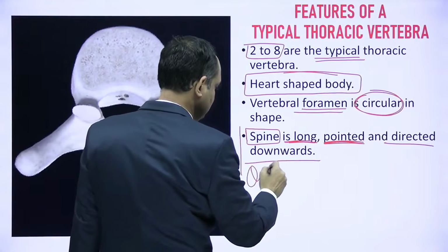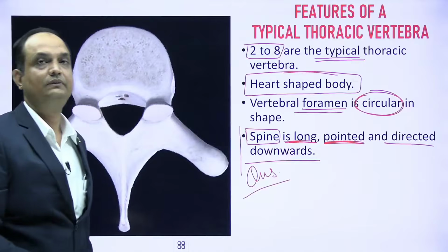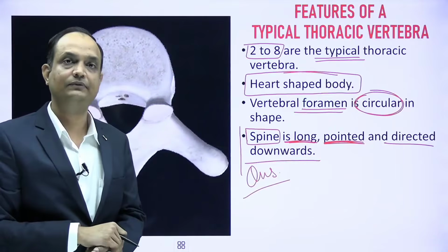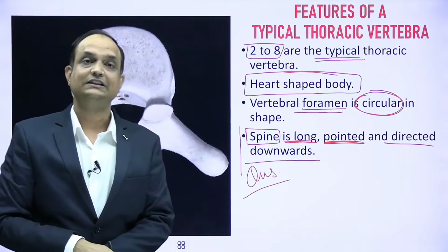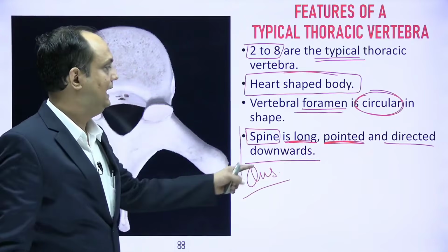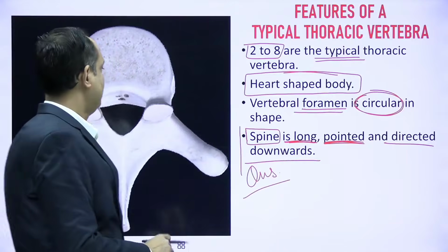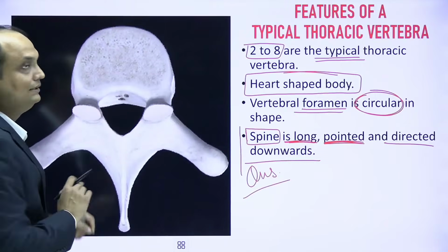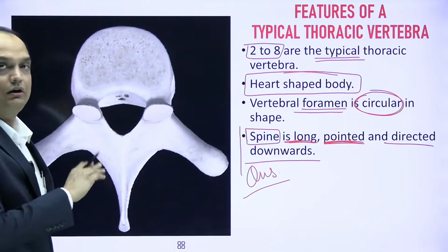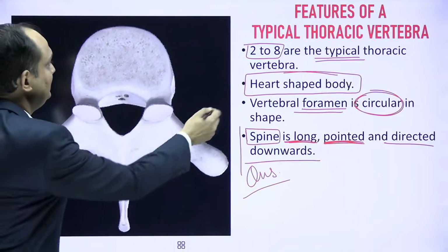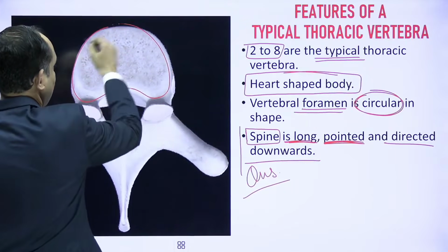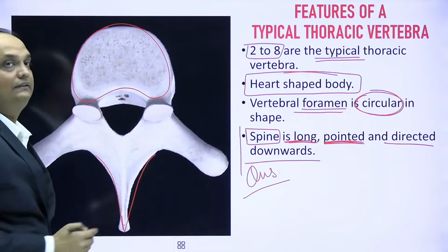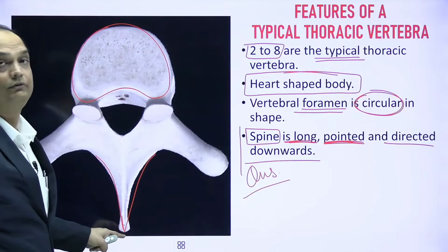So this again becomes a question: what is the difference between the spine of the thoracic and cervical vertebra? The cervical spine is bifid while the thoracic spine is long, elongated and directed downward. So when you see this type of image of any vertebra, you have to check whether it is cervical, thoracic or lumbar. Here you can see that the body is heart shaped. When you see the other features, you find the spine is pointed and facing downward. It is not bifid.